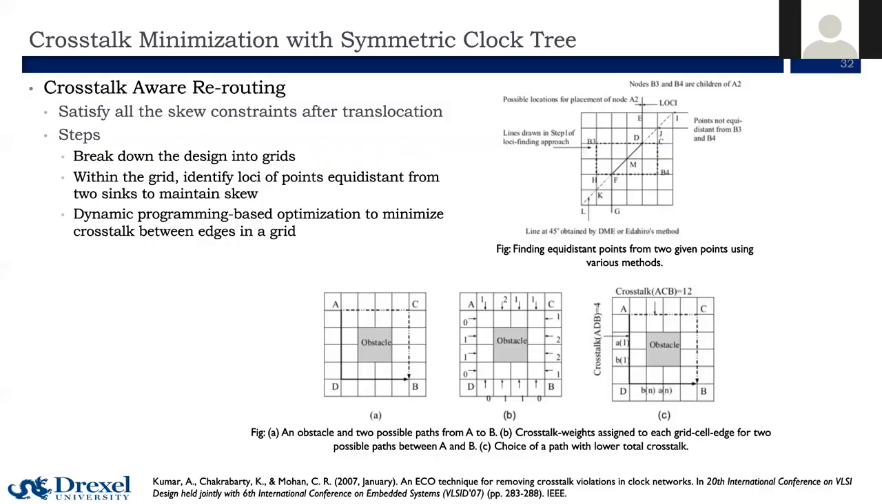Translocation can reduce crosstalk, but it can also have an impact on skew, which is handled using a crosstalk aware rerouting mechanism. Here, the critical turning points of the interconnects are placed and broken into grids in a way that the points are equidistant and there are no skews. A dynamic programming based optimization is used over here to get the finalized routed interconnects.